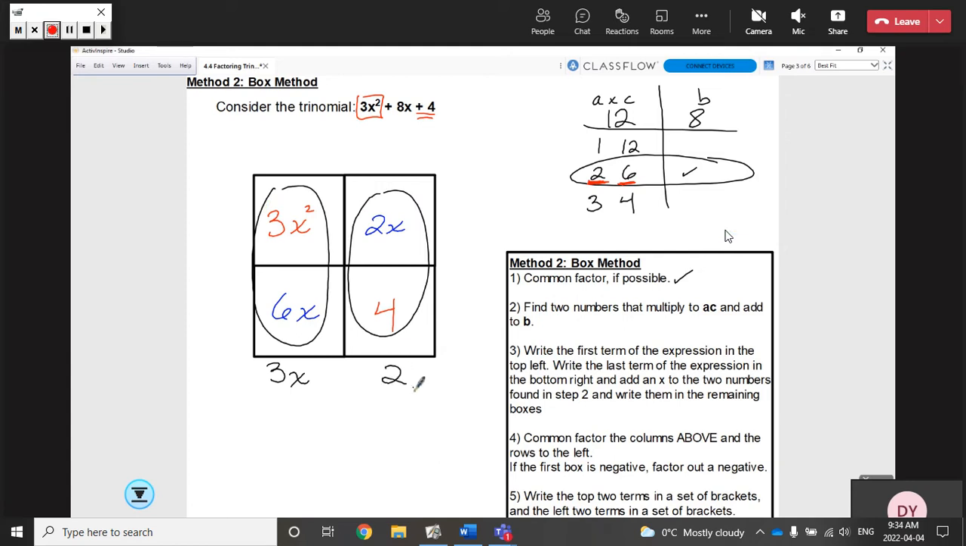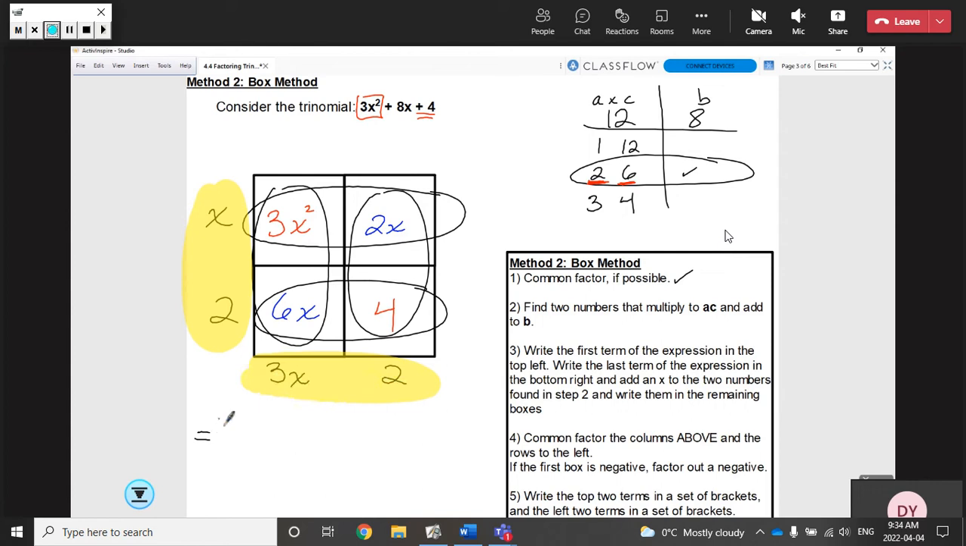Yes? Agreed? Now, we're going to look at it horizontally. What is the greatest common factor between 3x squared and 2x? I believe it's just x. And then what's the greatest common factor between 6x and 4? Well, I believe that's just 2. Yeah? So, what we're going to do is now these become our brackets. So we have a positive x and a positive 2, and we have a 3x and a positive 2.